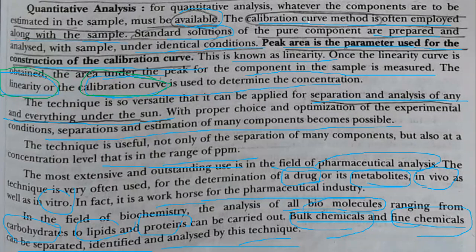For quantitative analysis, whatever components are to be estimated in the sample must be available in pure form. The calibration curve method is often used along with the sample. Standard solutions of the pure component are prepared. We are going to prepare a series of standard solutions and analyze them with this technique. After that, the peak area is the parameter used for the construction of the calibration curve. Whatever peak area we are getting is used as a parameter to prepare the calibration curve.